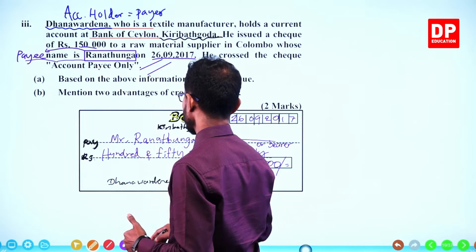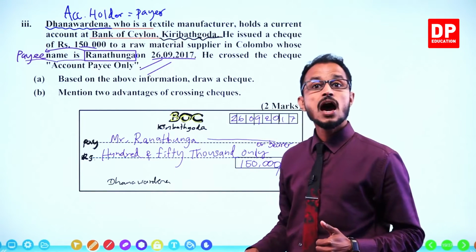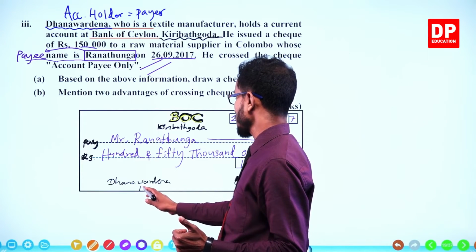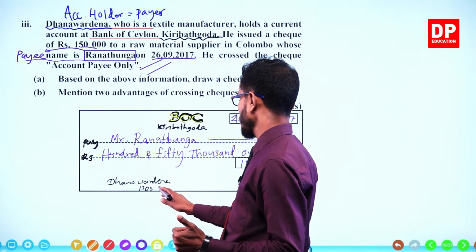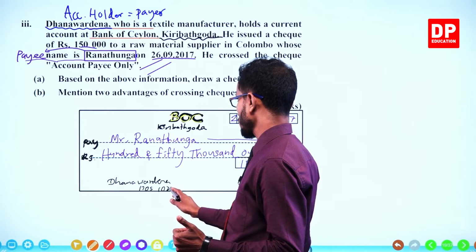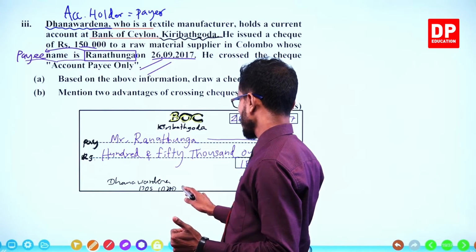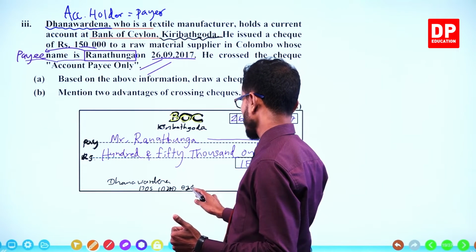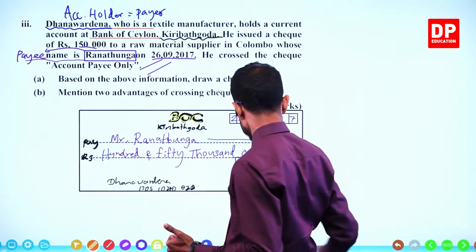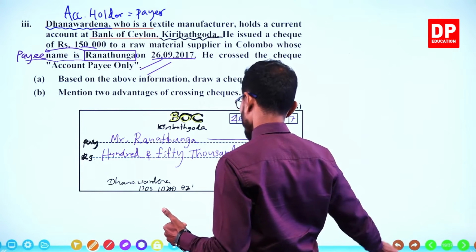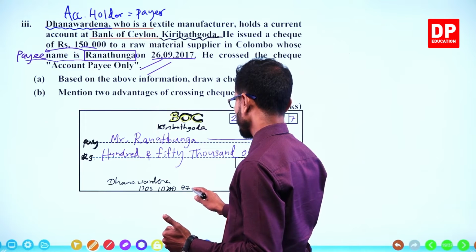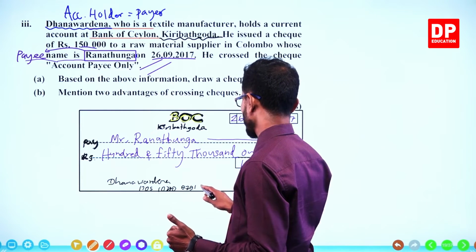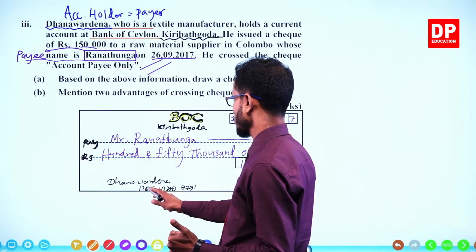Dhanavardhana. And the MICR, the set of numbers, should appear here like this. I don't know what numbers to put here. Anyhow, the set of numbers should be here. Magnetic ink recognition.